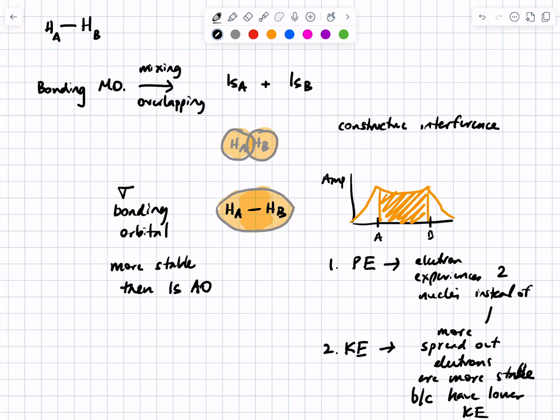And there are two reasons why a bonding orbital is more stable than the atomic orbital that you start with. One is potential energy. That is, an electron gets to experience two positively charged nuclei instead of one. Because of Coulomb's law, you know that negatively charged electrons are attracted to positively charged nuclei. And in general, closer to the nucleus is going to be lower in energy.